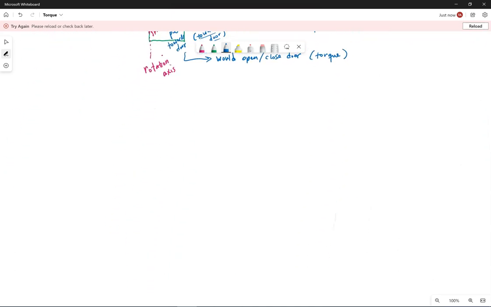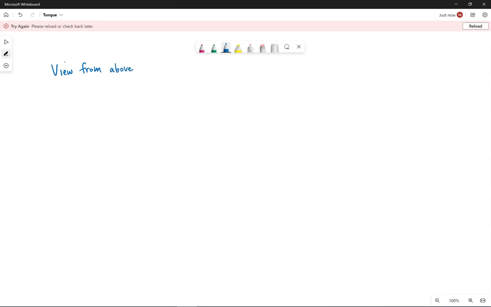Okay. Let me draw this from a different vantage point, a view from above. So if this is our door, we're looking down, so we're only seeing the top edge of the door. The rotation axis, I'm going to call it RA, would be on that left edge. That's where those hinges are. Now if I try to push exactly at the hinges, I know I do not produce a torque. I do not make the door open or close. So no torque there. If I push in this way, I don't make the door open or close either.